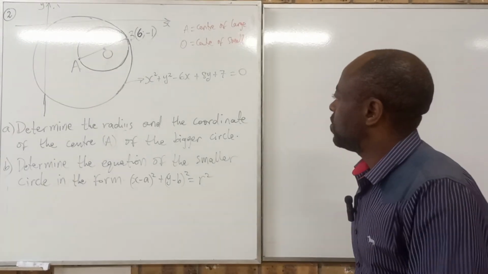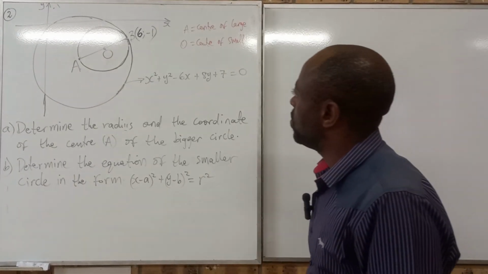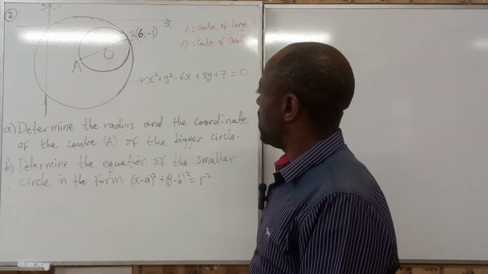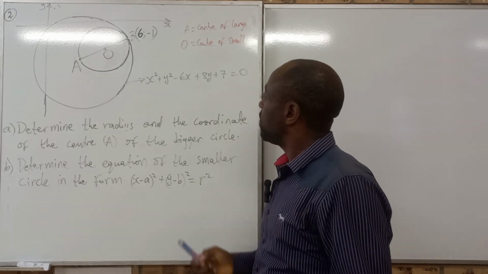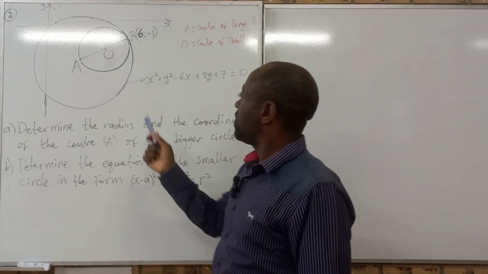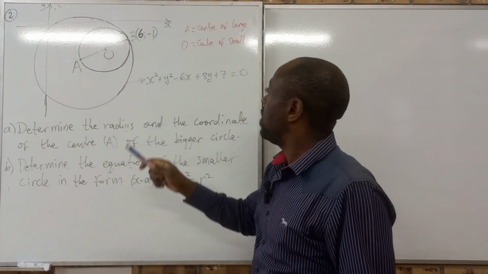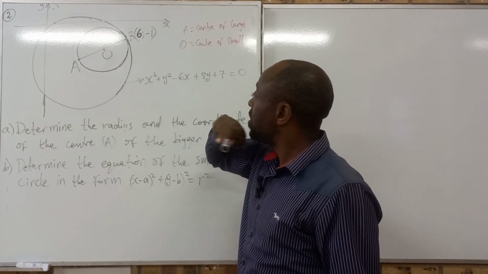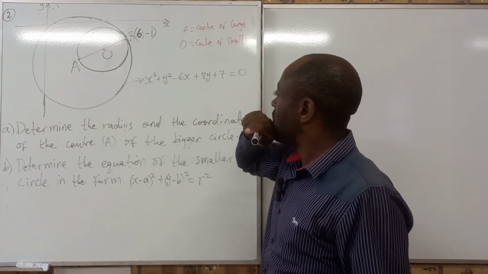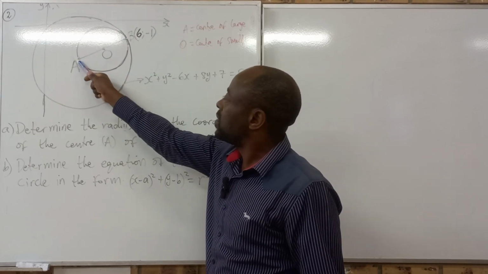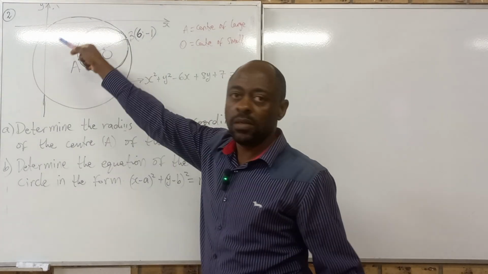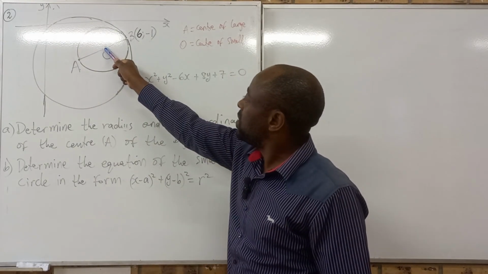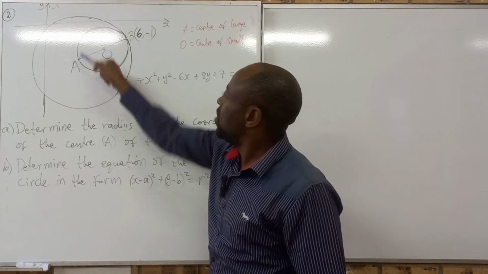Good day, guys. We want to see one more problem on analytical part of circle geometry. So, in this question, we have two circles that meet internally at the point B with coordinate (6, -1). And one thing we must pick from here is that A is the center of the larger circle, while O is the center of the smaller circle.